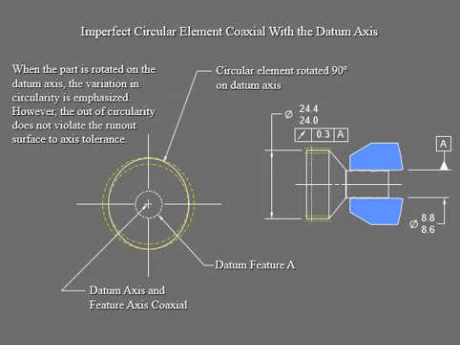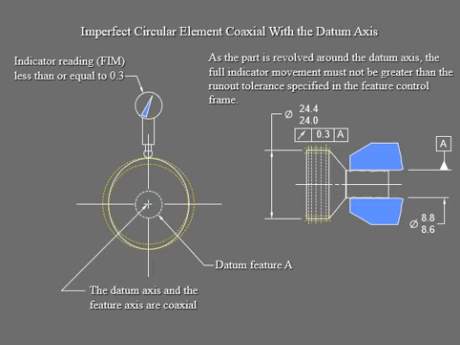Okay, then let's see this circular element rotate about 90, so going from here all the way to here, that's each 90 degrees, altogether 360 degrees all around. So that's your imperfect circular element, coaxial with your datum axis, so it's pretty imperfect in here. When your part is rotated on the datum axis, the out of circularity is still within the zone, so therefore it didn't violate the runout surface to your axis of tolerance.